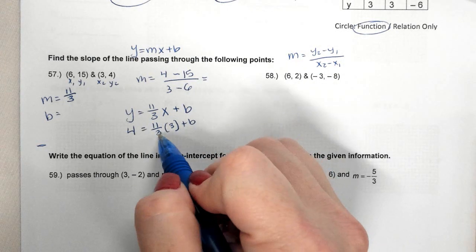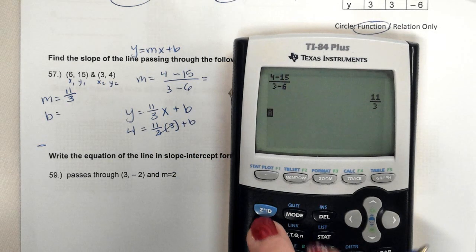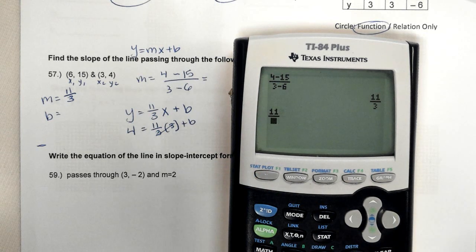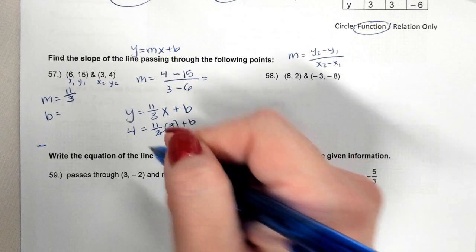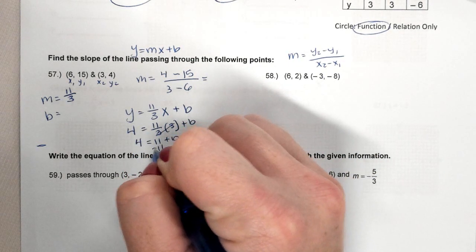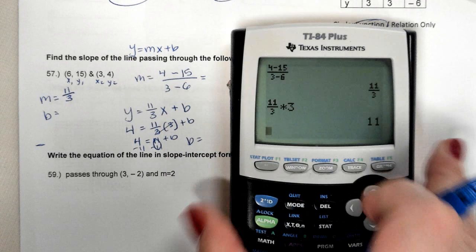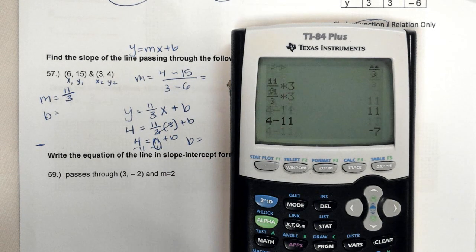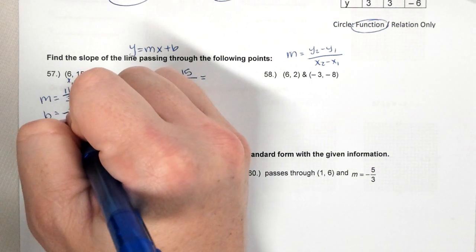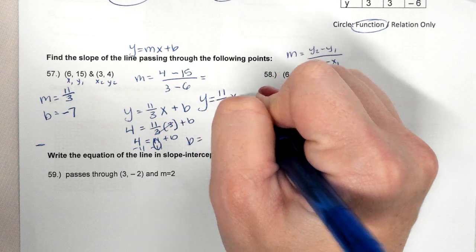Well, you can realize that multiplication cancels division. Those should cancel, or you could type it in your calculator. So alpha y equals enter 11 over 3 times 3. See, it just equals 11. So I have 4 equals 11 plus b, minus 11, minus 11. I have b equals 4 minus 11, negative 7. So here my answer is y equals 11 over 3x minus 7.